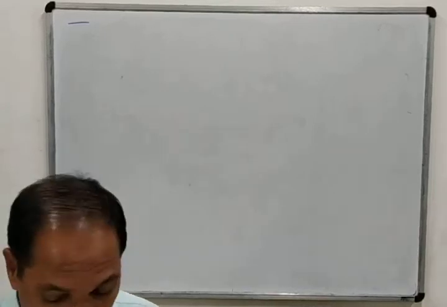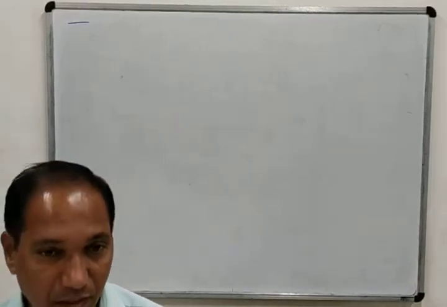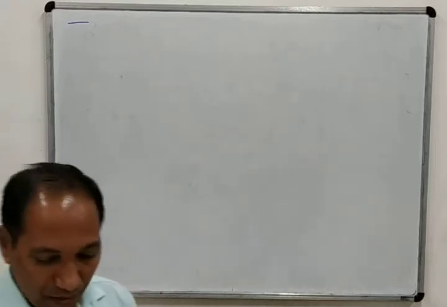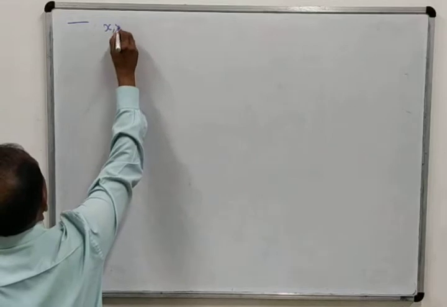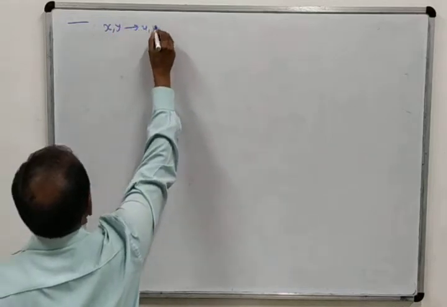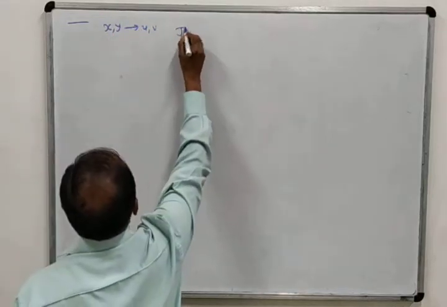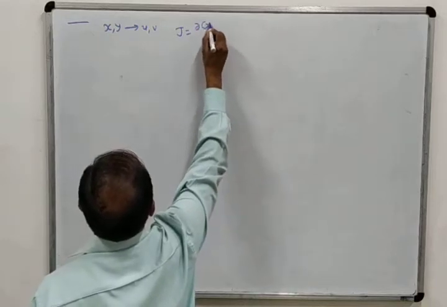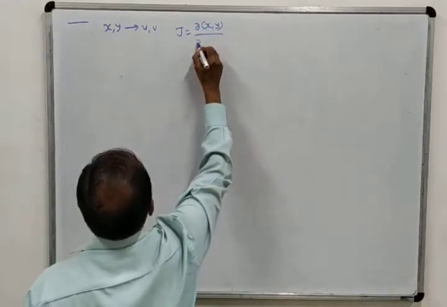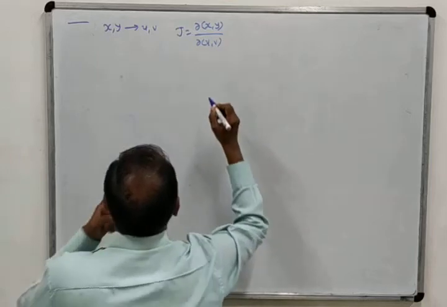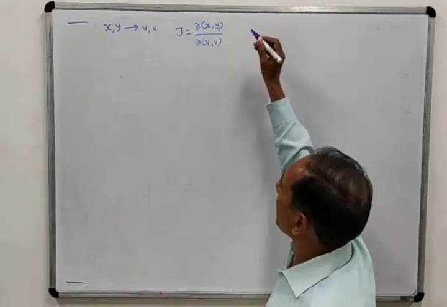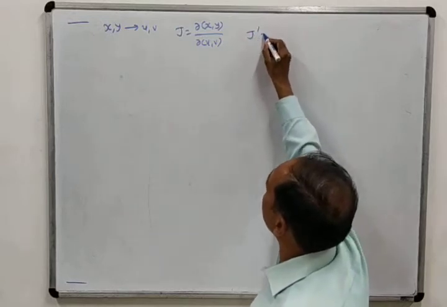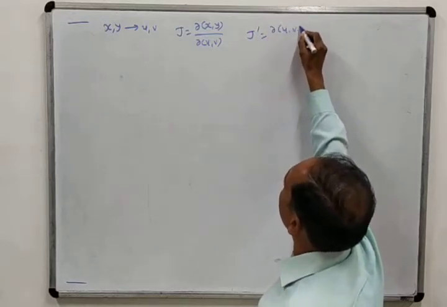So students, in the last lecture we have seen change of variables for double integrals. That means we were changing the Cartesian coordinates x, y to u and v, and for that we require the concept of Jacobian. Jacobian means del(x,y) by del(u,v). If it is easier to find directly, we can find it. Otherwise we can find J dash. J dash means del(u,v) by del(x,y).